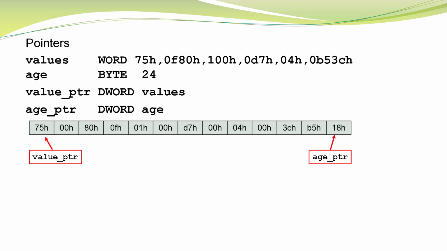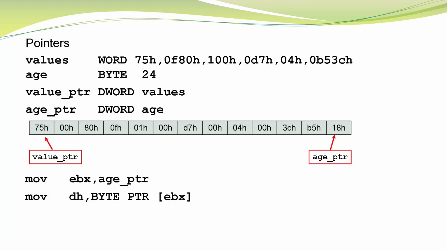So if I try and do something similar to load that 24, the 18 hex, in age into a register, here's what I've got to do. Remember, the pointer is a double word value. I can load that into EBX. But to load the 24 into the DH register, for instance, I've got to tell the assembler we're pointing at a byte.